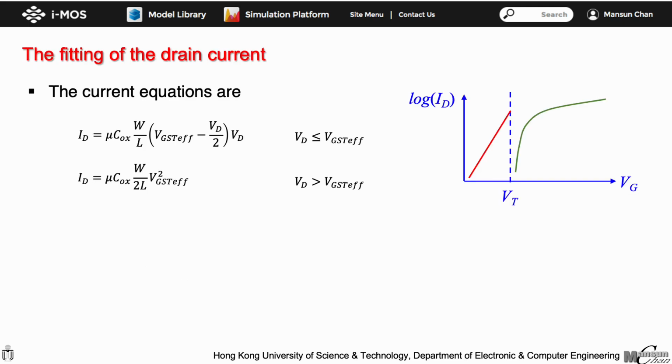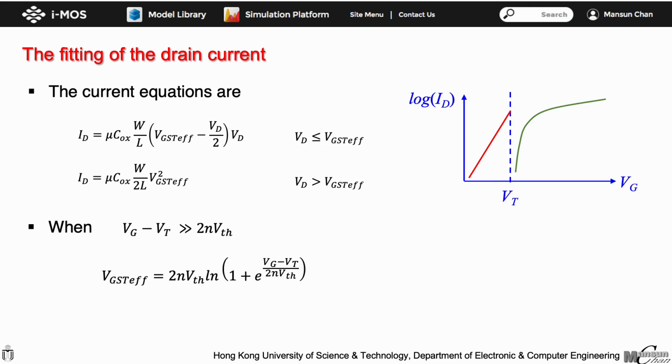Let's take a look at how the smoothing function works. When Vg minus Vt becomes very large, and much larger than 2nV thermal, the exponential term becomes very large as well. Then, the 1 in the parenthesis can be ignored. After removing the 1, the natural log and the exponential cancel out each other, and the 2nV thermal terms also cancel out each other. In such case, VGST effective becomes very close to Vg minus Vt. The on-region current equations just give the value of the basic MOSFET model, as shown with the blue line in the given figure.